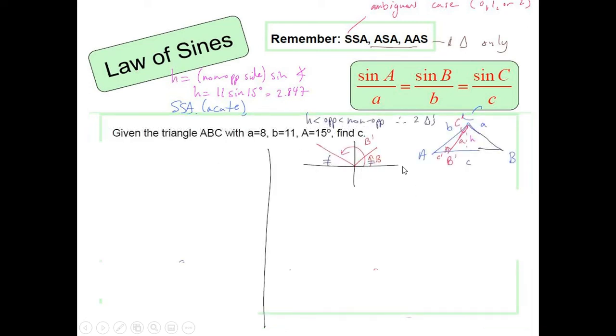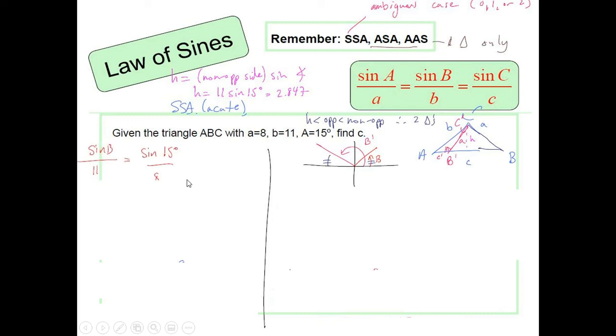Okay, so let's take a look at what we've got. I'm going to draw a picture here. So here's my side a. Angle A. Here's side a. Here's angle B. Here's side b. And we don't know if C is here or here. My opposite side is going to be a, which is 8, which is going to be between the height and side b. So we're going to have 2 different triangles that we have to solve here.